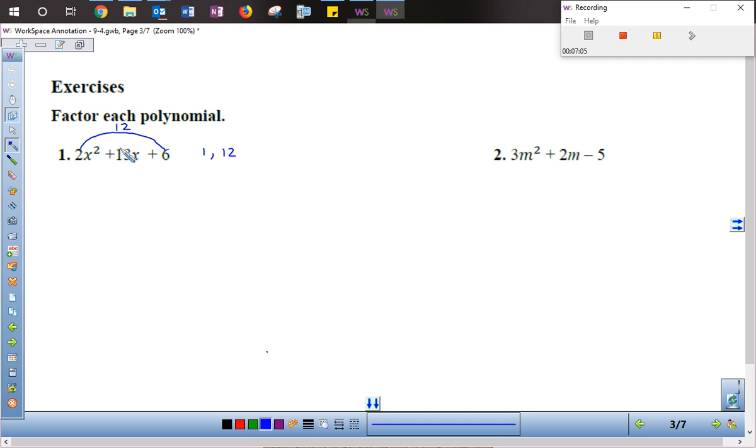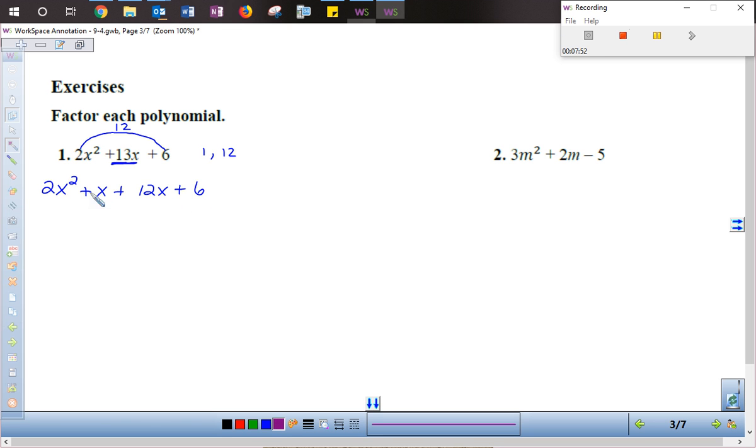Now what we're going to do is we are going to rewrite the expression. So I want you to start by taking our first term and bringing it down. That doesn't change, 2x squared. But instead of 13x here in the middle, we're going to replace it with 1 and 12. So I want plus 1x plus 12x, then bring down your last term, plus 6. Now again, it doesn't matter which order you put those in. If you put plus x plus 12, that's correct. If you put plus 12x plus x, that's also correct. So order does not matter when substituting into the expression.